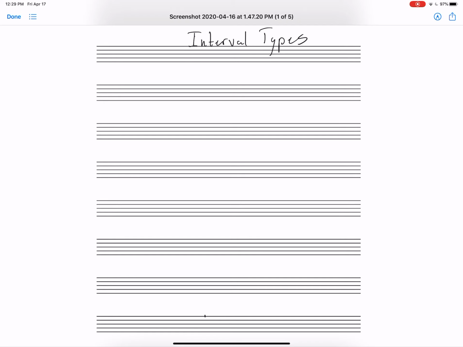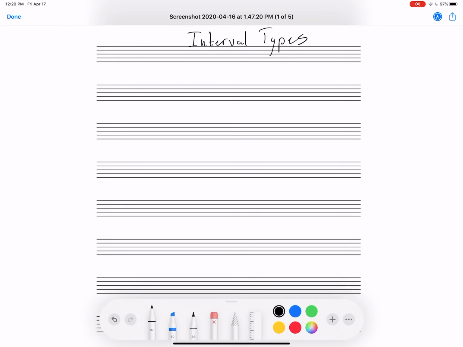So let's get started. The first thing to understand when going through intervals is how to count them, or how to determine the size. We call these our generic intervals. Let me go ahead and draw a treble clef here, and we'll draw a middle C. Our generic intervals are just when we're focusing on the size of the interval.